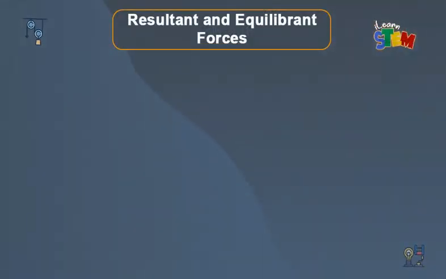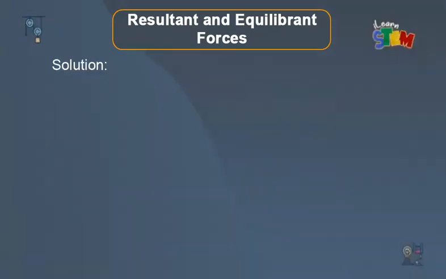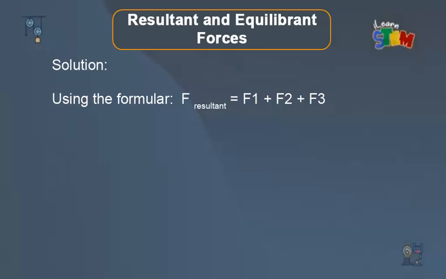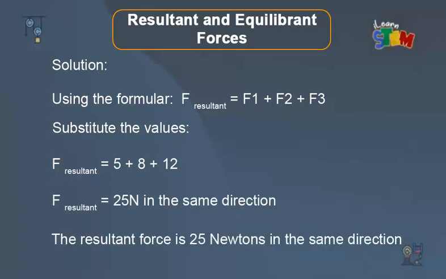Now, let us use the formulas to solve these problems. Example 1. 3 people are pushing a cart in the same direction with forces of 5N, 8N, and 12N. What is the resultant force? Solution. Using the formula, F resultant equals F1 plus F2 plus F3. Substituting the values, F resultant equals 5 plus 8 plus 12, which equals 25 newtons. The resultant force is 25 newtons in the same direction.